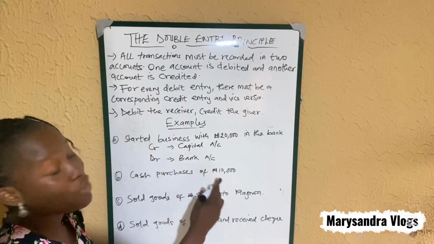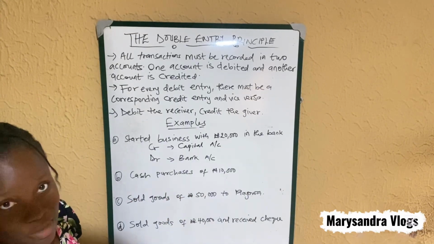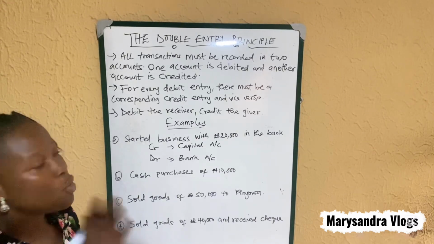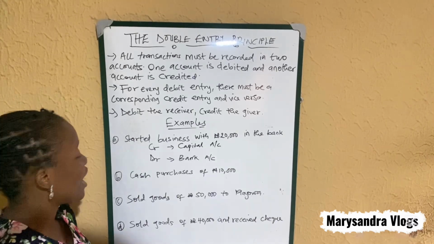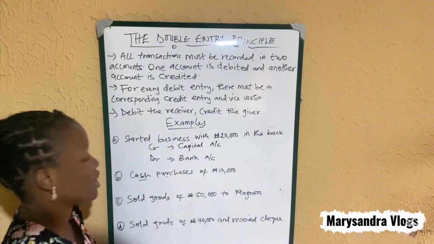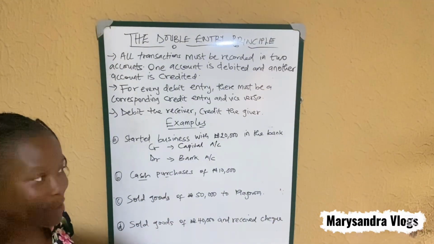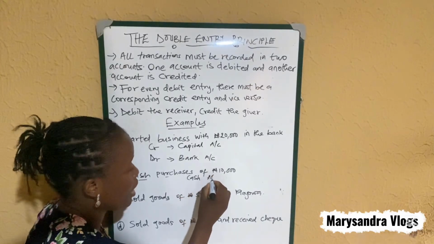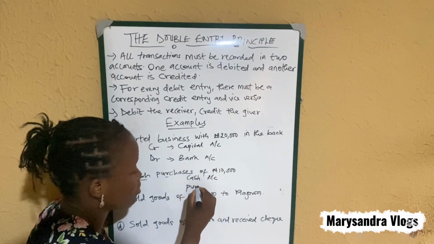Now we have illustration 2. Cash purchases of 10,000 naira. You went to the market to purchase goods and you paid with cash. What are the two accounts involved here? We have cash account and we have purchases account. So which should be debited and which should be credited?